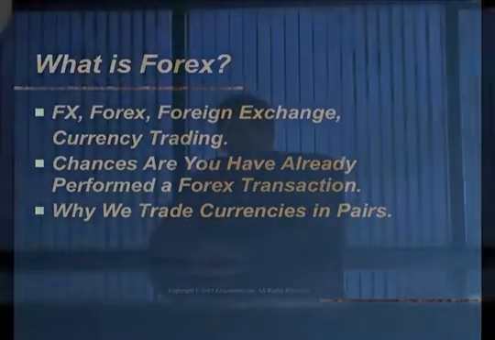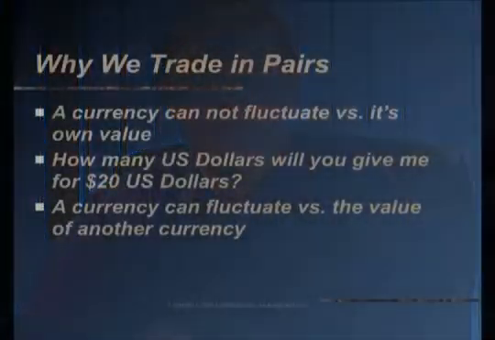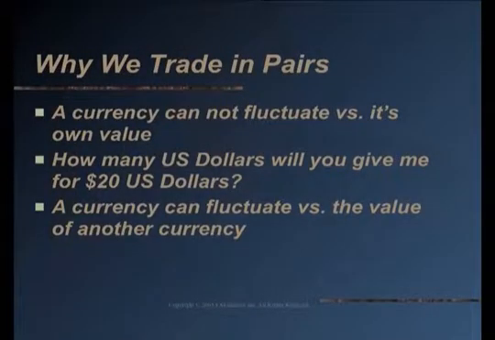And I want you to think about that for a minute. When you go to another country and you hand over your currency and you receive another currency back in return, there are two currencies involved in that transaction, but there's only one exchange rate. Keep that in the back of your mind, because we're going to refer back to that as we go along. You see, that's the reason why we trade in pairs, because a currency cannot fluctuate in and of itself.